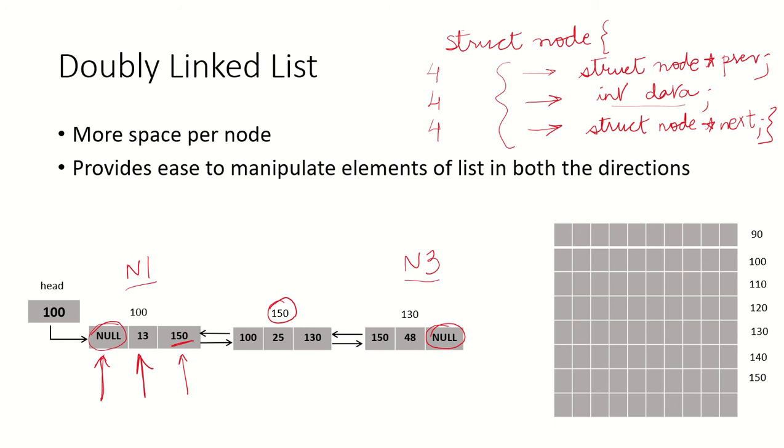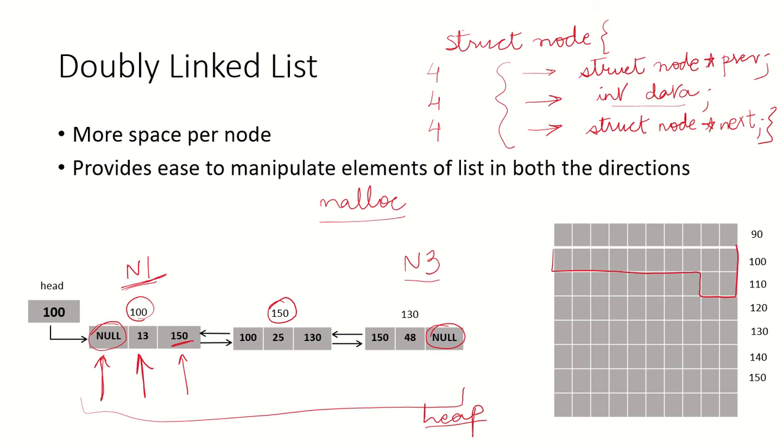As we see, node 1 has been allocated space at memory address 100. And we have seen this in earlier videos that all these nodes will be allocated space in the heap through dynamic memory allocation. In C, you can use the malloc command for this. So if the first node is at address 100 and 12 bytes are required, these will be the 12 bytes that will be allocated to this node.